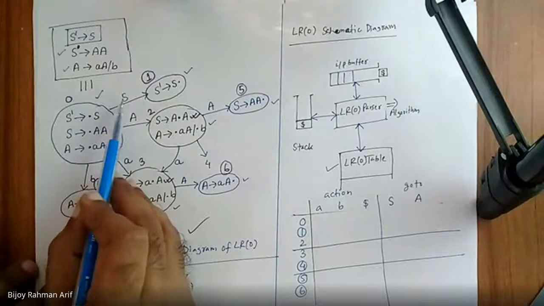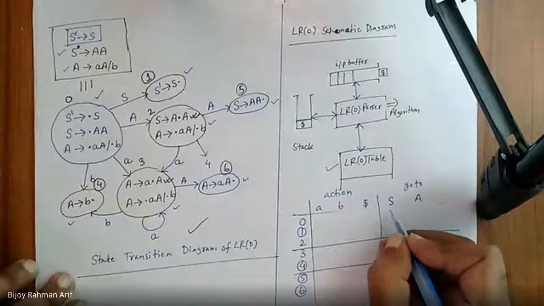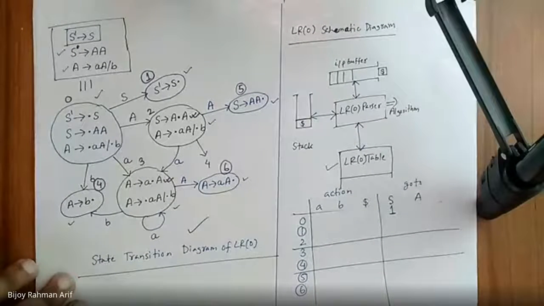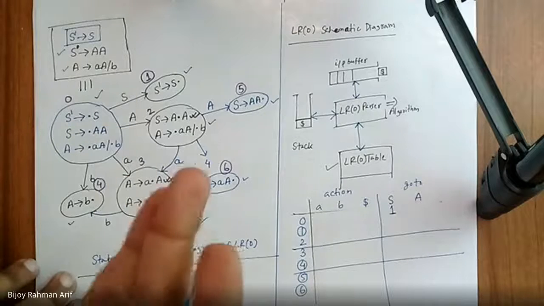0 seeing S, going to state number 1. So for GOTO, we are only going to write the number, which is nothing but 1, because here there is no shift happening. Only GOTO is happening. We are just going from one state to another state.